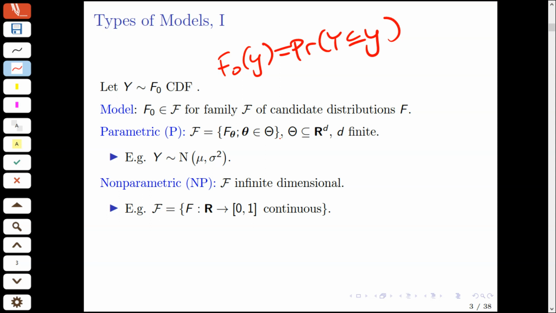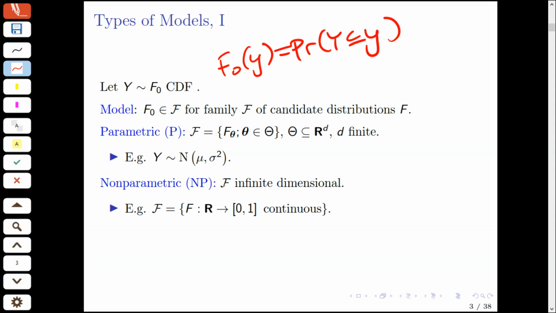When the model is not parametric, that is, when this index set does not belong to a finite dimensional space, the model must be inherently infinite dimensional. And that's what we mean by a nonparametric model. That is, a model where the family of candidate distributions cannot be viewed as being indexed by a finite dimensional set.